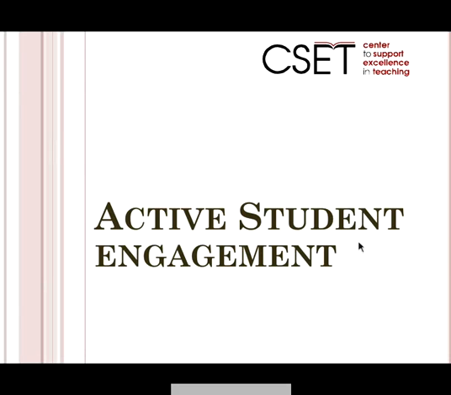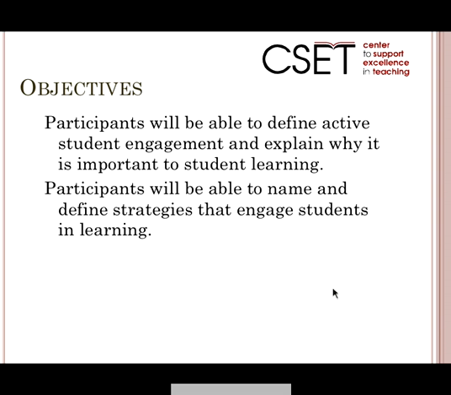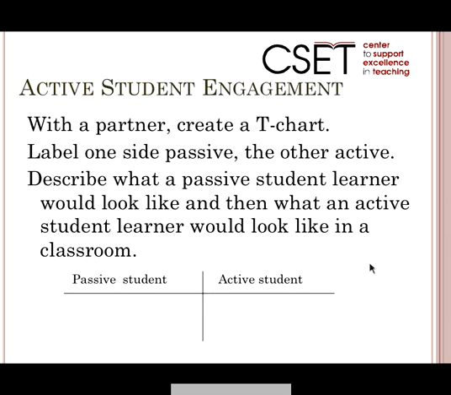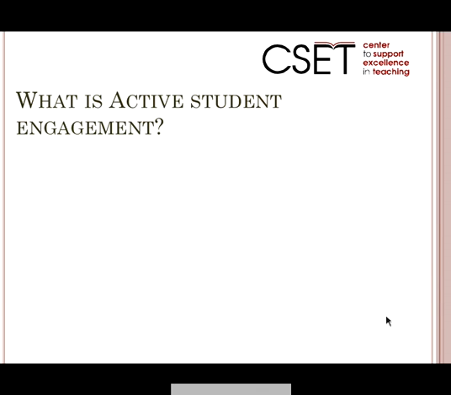This is the active student engagement day, day 4, and we are starting off with our PowerPoint strategies here, the objectives, and the procedures. So this is all the same. And so then the first thing we're going to do with our students is to create a T-chart that's also in the packet. One side is passive, one side is active. They're going to describe what a passive student would look like and then what an active student would look like. So again, we're trying to activate their prior knowledge by doing this activity.